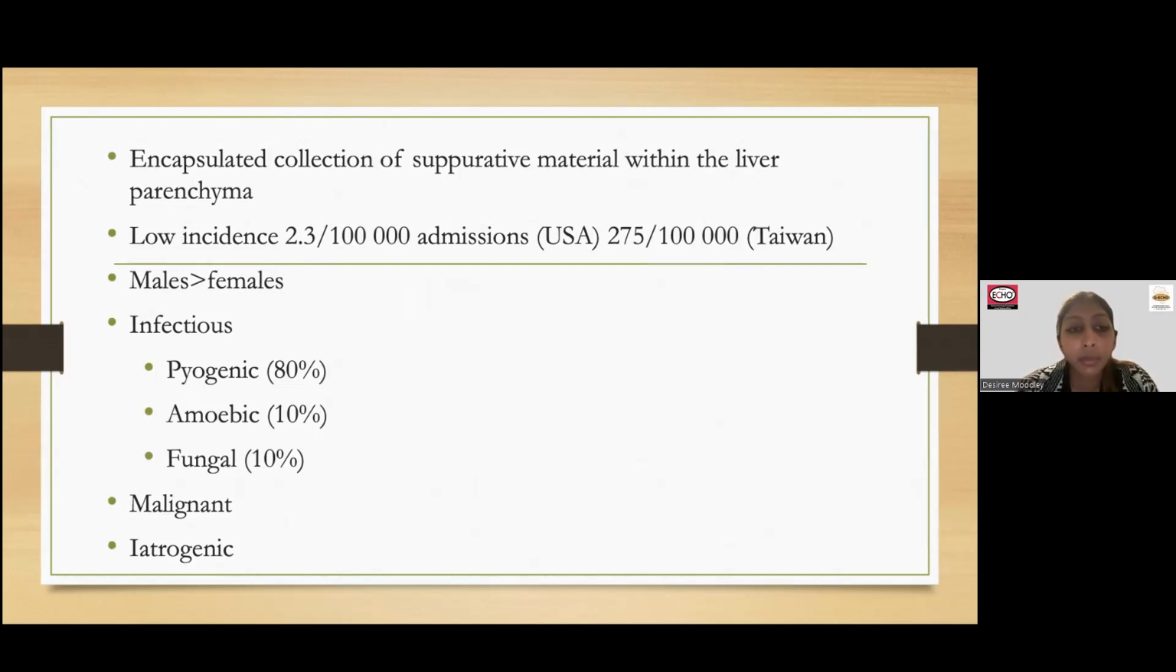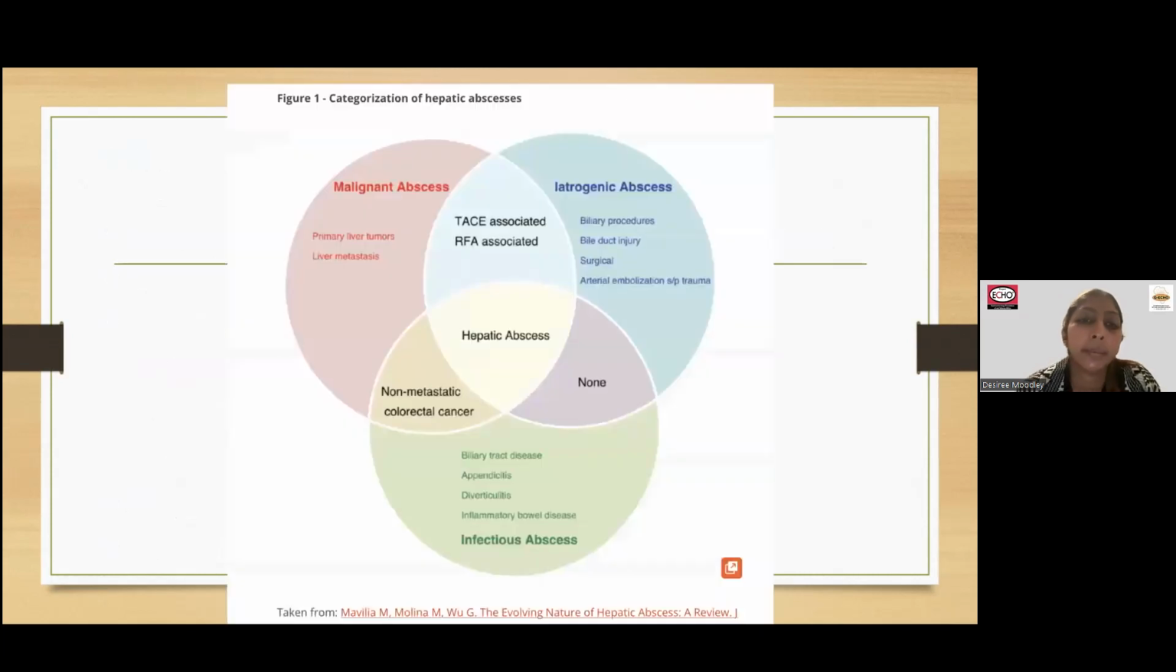For infectious, the vast majority are pyogenic in nature at 80%, 10% being amoebic, and 10% being fungal. So this just shows the characterization. So malignant abscesses, either primary liver tumors or liver mets, iatrogenic, any sort of biliary procedures or surgery, and then your infectious abscesses, biliary tract disease, diverticulitis, any intra-abdominal infections. Appendicitis, a lot less common cause than it used to be many years ago.